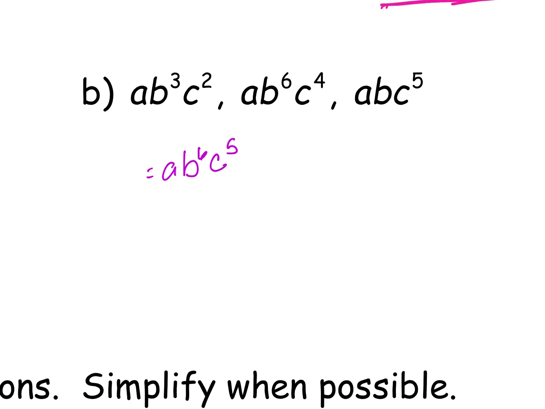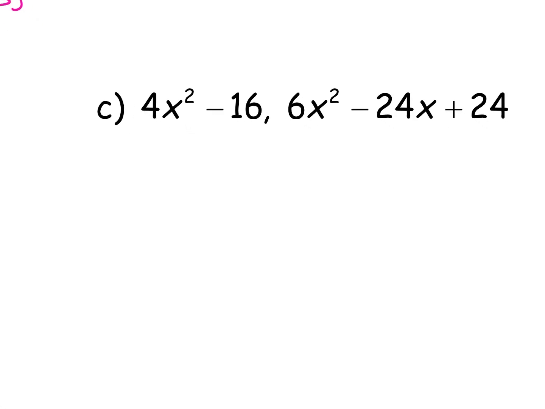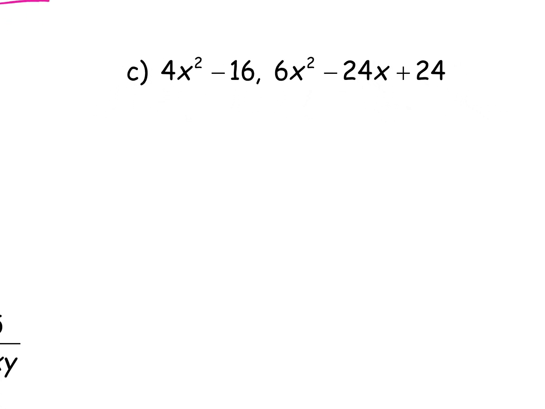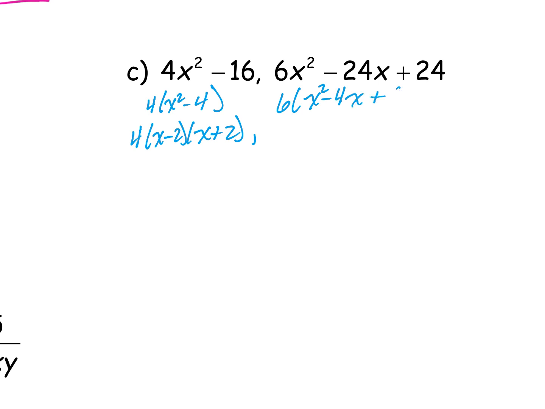And then for c, I had to do a little bit of factoring first. So I took a 4 out and I got x squared minus 4, and that becomes 4 times x minus 2 times x plus 2. And then on the second one, I took a 6 out and got x squared minus 4x plus 4. So that gives me 6 times x minus 2 times x minus 2.